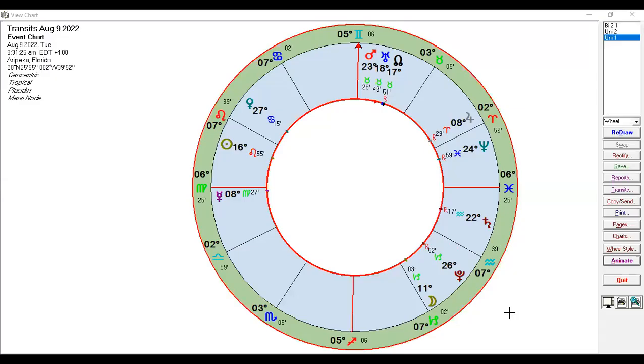Transits, August 9th. Okay, I think we can see it. We got another nice chart here. This is, I guess, the Rick Levine type charts, the way he puts it, which is cool. It's one of the selects in this program. All right, I'm hoping you can see this.